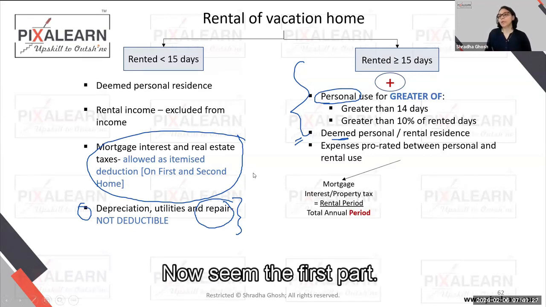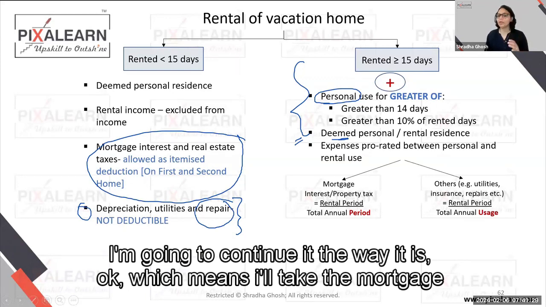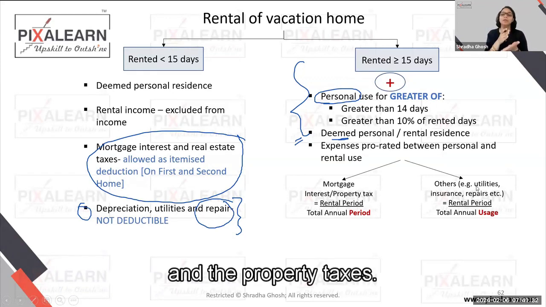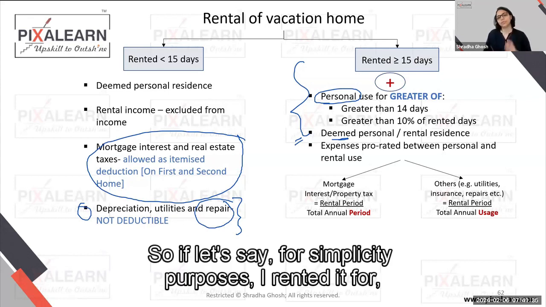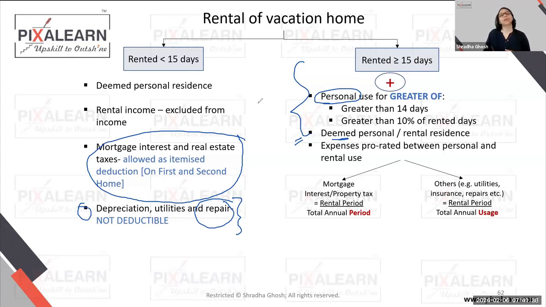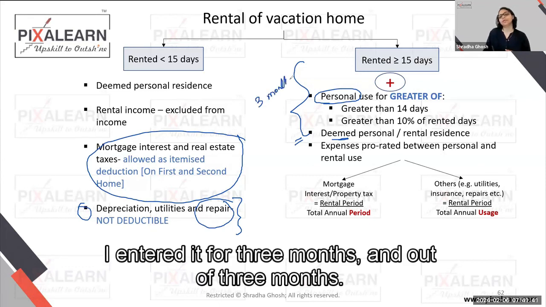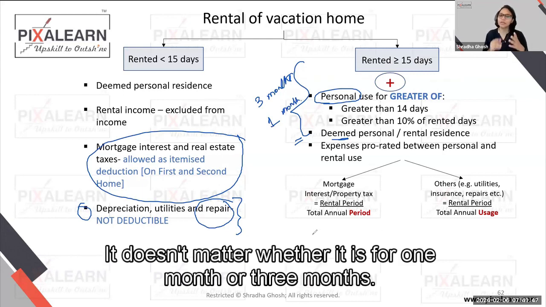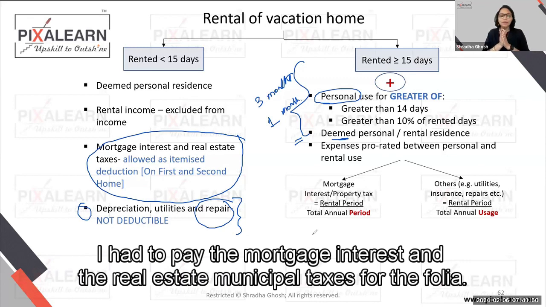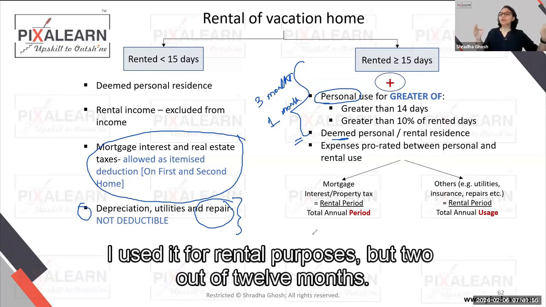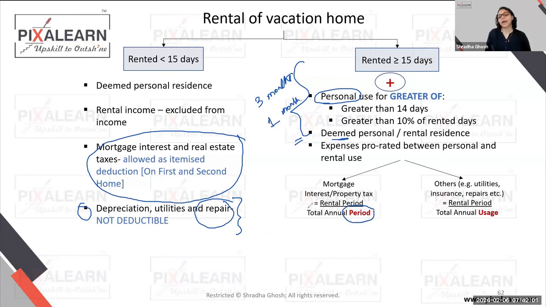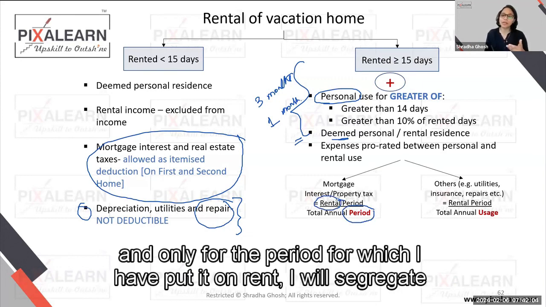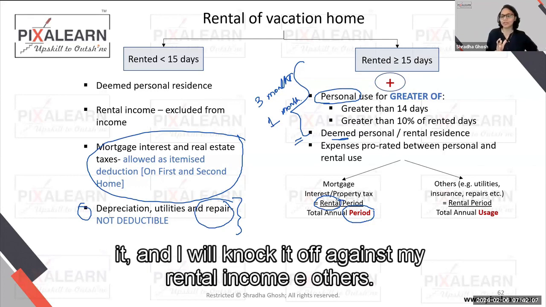Now see, the first part, I'm going to continue the way it is, which means I'll take the mortgage and the property taxes. So let's say, for simplicity, I rented it for 3 months, and out of 3 months, I used it for personal purposes for 1 month. So what will I say? It doesn't matter whether it is for 1 month or 3 months, I had to pay the mortgage interest and the real estate municipal taxes for the full year. I used it for rental purposes for 2 out of 12 months. So I take the entire period, and only for the period for which I have put it on rent, I will segregate it and knock it off against my rental income.